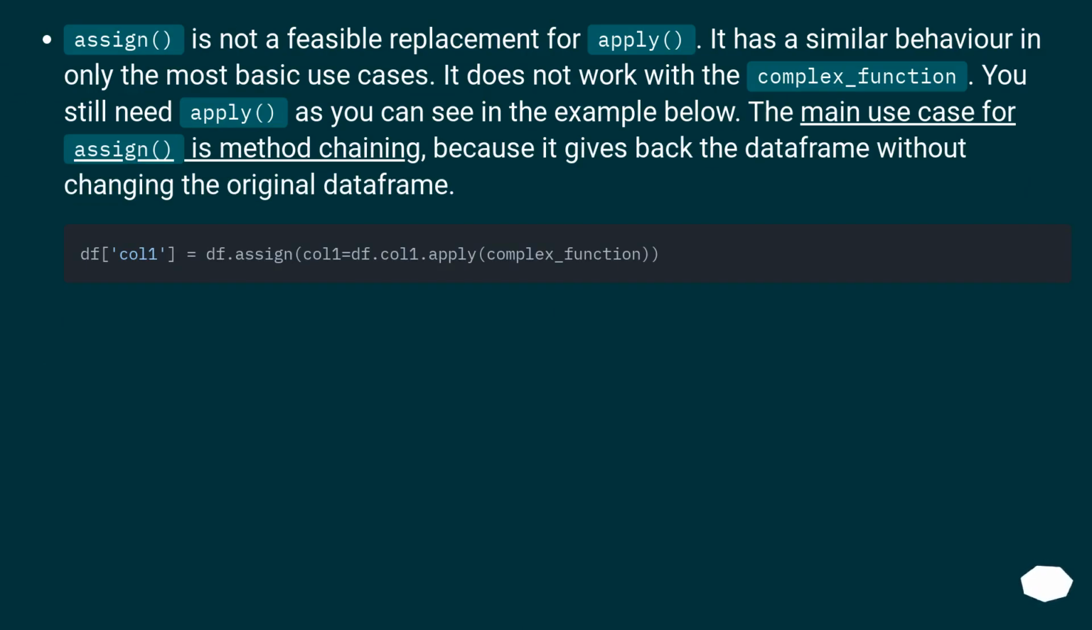Assign is not a feasible replacement for apply. It has a similar behavior in only the most basic use cases. It does not work with a complex_function. You still need apply, as you can see in the example below. The main use case for assign is method chaining, because it gives back the data frame without changing the original data frame.